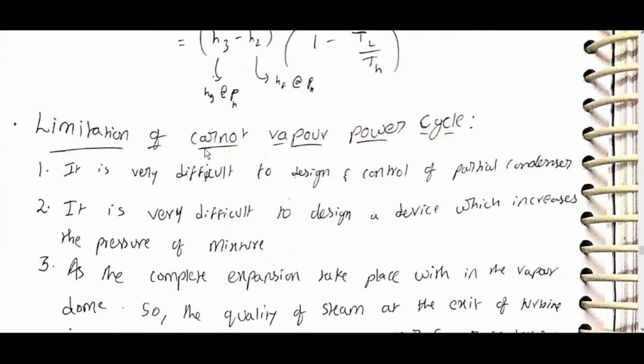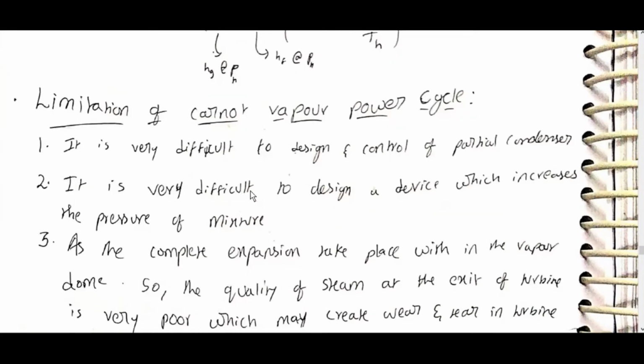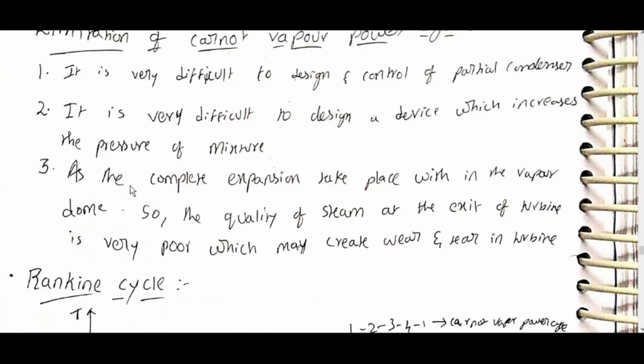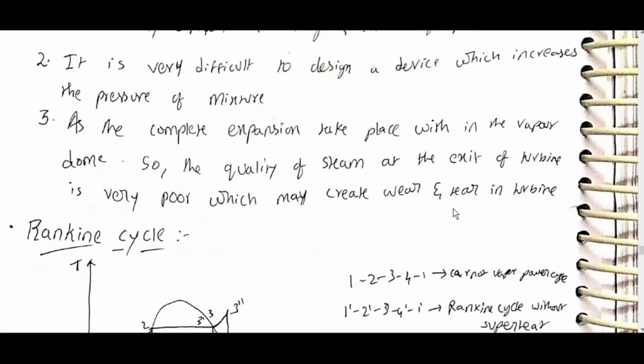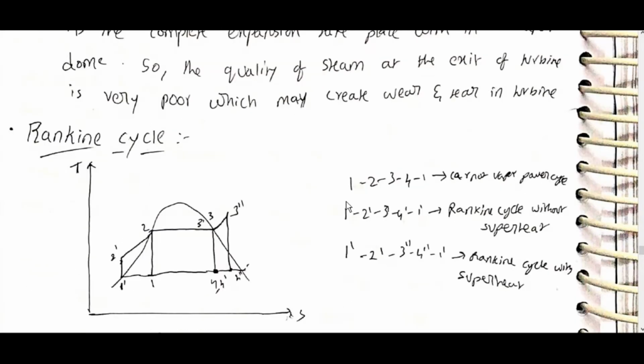Limitation of Carnot vapor power cycle: it is very difficult to design and control a partial condenser. It is very difficult to design a device which increases the pressure of a mixture. As the complete expansion takes place within the vapor dome, the quality of steam at the exit of the turbine is very poor, which may create wear and tear in the turbine.